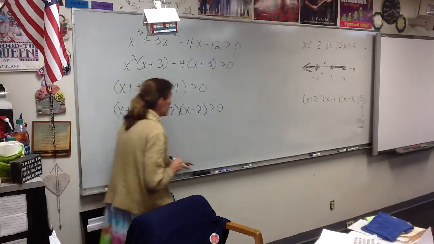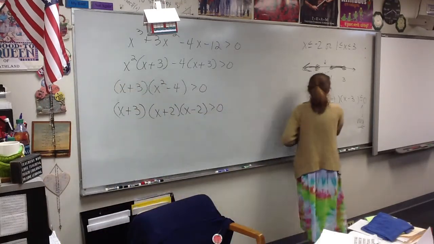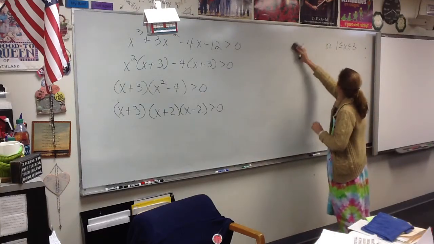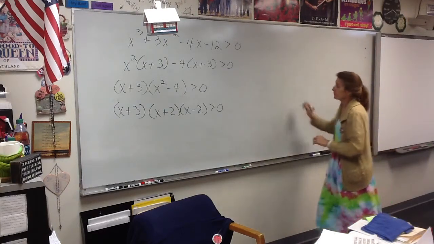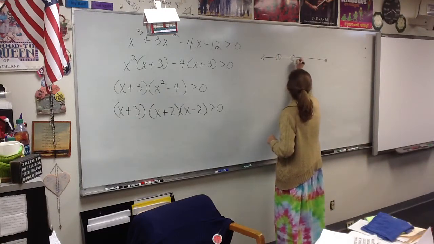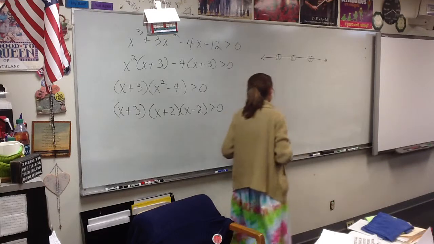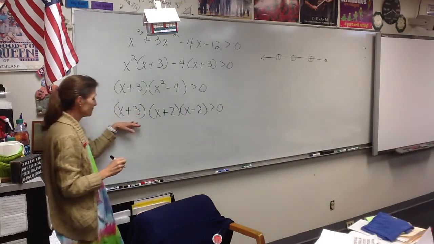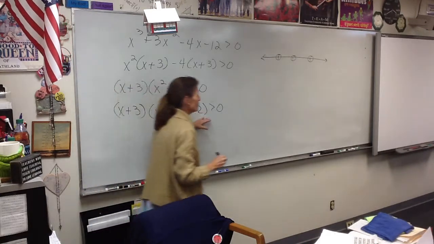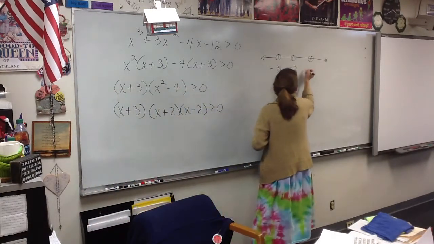I draw my number line. I never do one of these problems without a number line. So I'll draw my number line, and I'll have 3 open dots. And where will they be this time? My 3 open dots: negative 3, negative 2, positive 2.